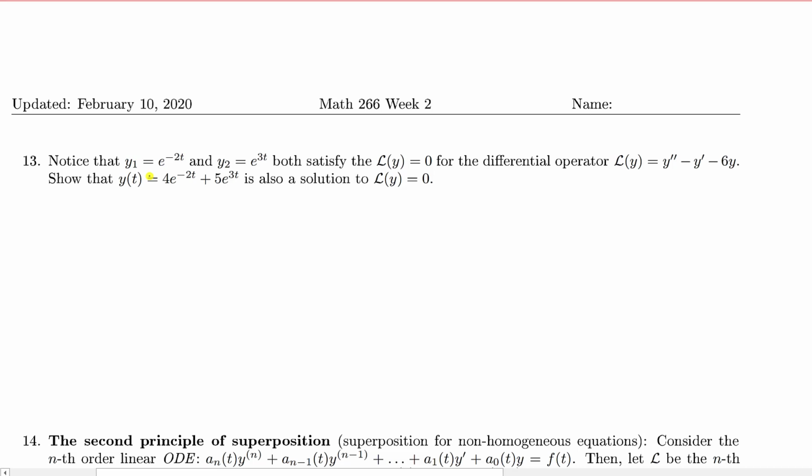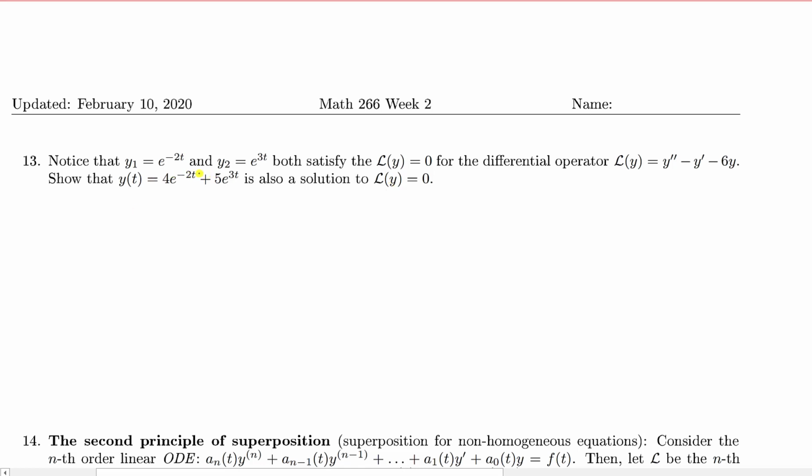Okay? So if I know that I've got two solutions to the homogeneous equation, what we're claiming is that any linear combination of those two solutions is also a solution to the homogeneous equation. So I'm going to check that, and I'm going to check it two different ways. The first way is sort of the long way, but I'd like to do it because it should make more sense. And then the second way is a shortcut using this linear operator notation.